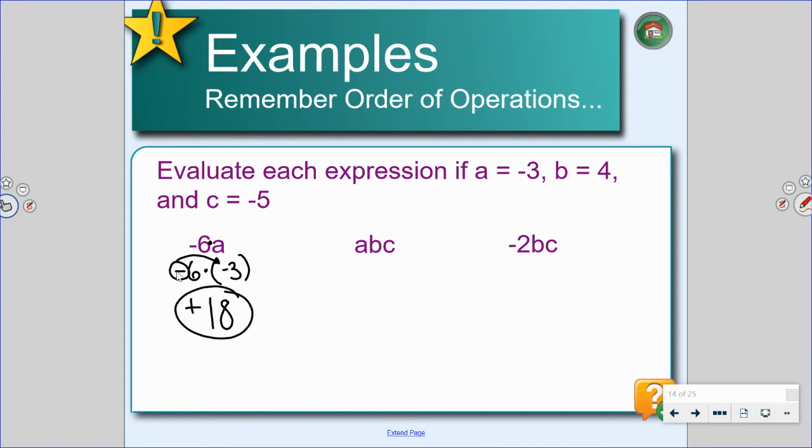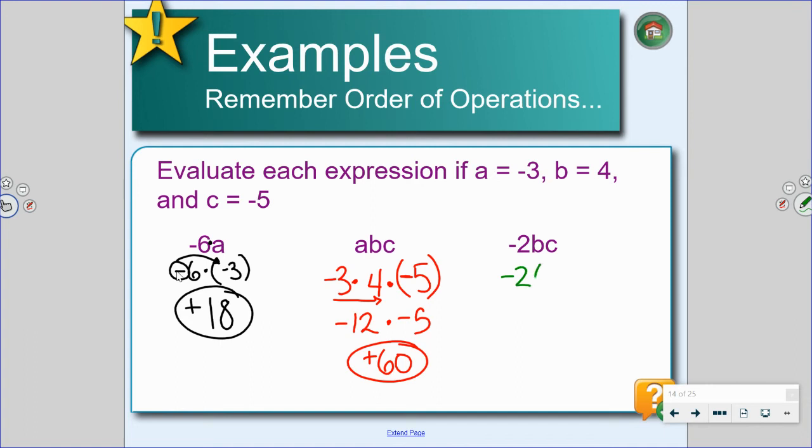A times B times C, where A is -3 and B is 4 and C is -5. And you guys know, Mr. Cowan, I don't like putting two symbols right next to each other, so I'll often put a parentheses there. Now, multiplication is equally strong. We're going to go left to right. So -3 times 4, the opposite of 3 fours would be -12. And the opposite of a negative would give us a +60.